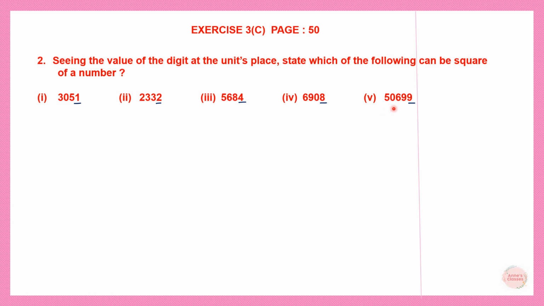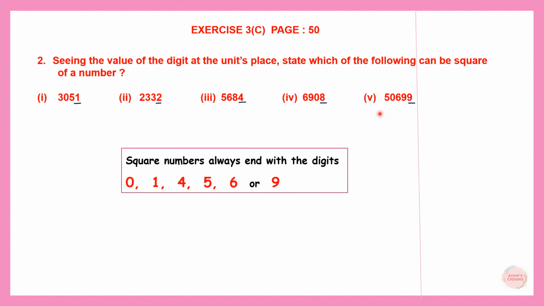Now we have learned the properties. It's very important that we know all the properties well. So based on that property, let me write that property. Square numbers always end with the digits 0, 1, 4, 5, 6 or 9. That means in the units place, you will have one of these digits if it is a perfect square. So let's see which of these numbers have 0, 1, 4, 5, 6 or 9.